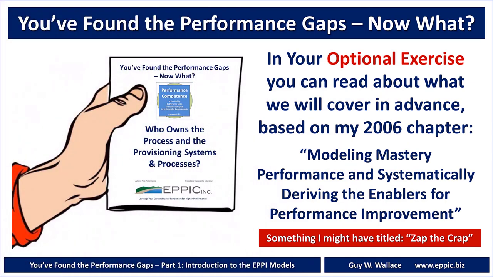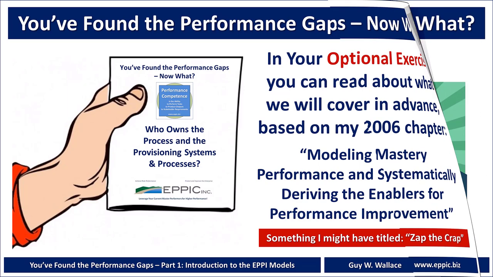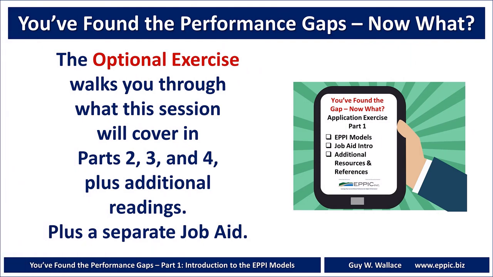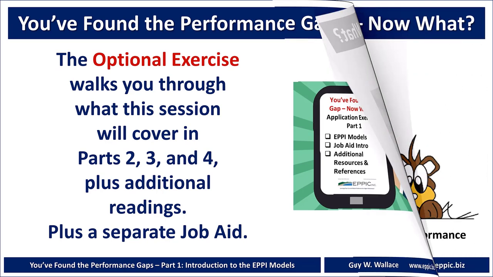In your optional exercise, you can read about what we cover in advance based on my 2006 chapter, Modeling Mastery Performance and Systematically Deriving the Enablers for Performance Improvement. It's a long title, and I might have titled it instead, Zap the Crap. Your optional exercise walks you through what this session will cover in parts 2, 3, and 4, plus there's some additional readings and references, and a separate job aid.